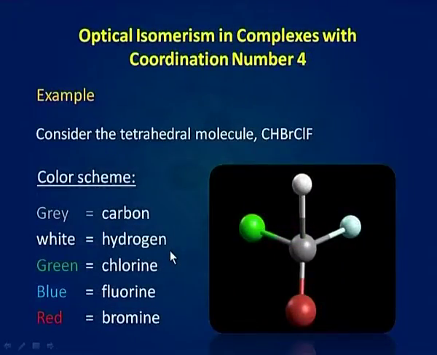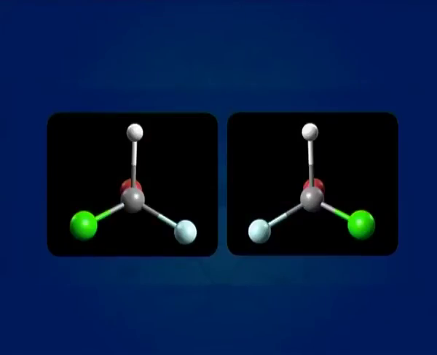Now let us have an example of a tetrahedral compound, CHBrClF. This is carbon, hydrogen, fluorine, bromine and chlorine. Is this molecule optically active? In other words, does this molecule have optical isomers? Let's take the mirror image method first.